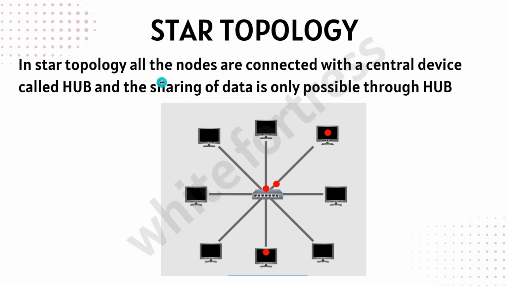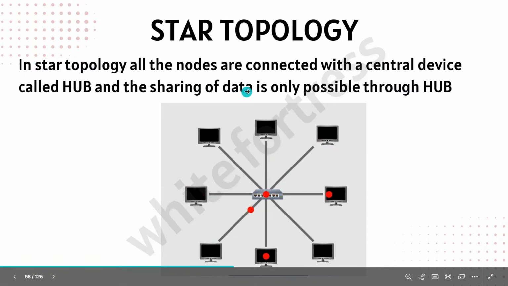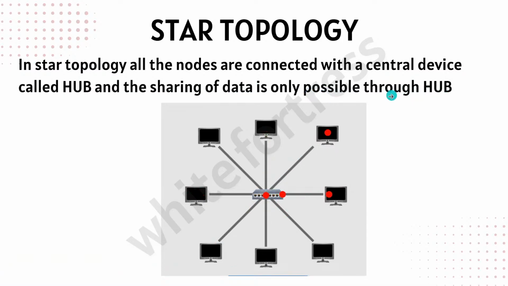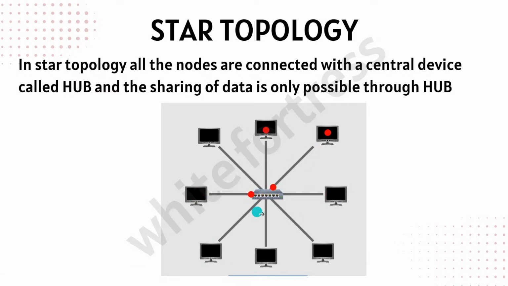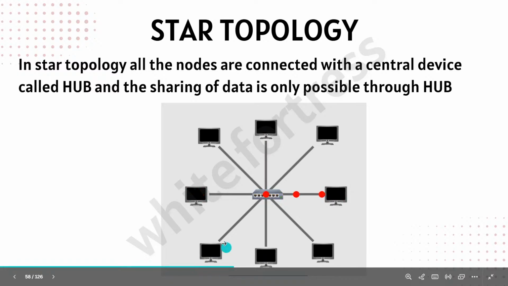So in star topology, all the nodes are connected with a central device called hub. The sharing of data is only possible through the hub. So for example, this system wants to send data to this system in the opposite direction. What will happen? The packet will travel from this system through the hub first of all, and only then it will be passed to this system.